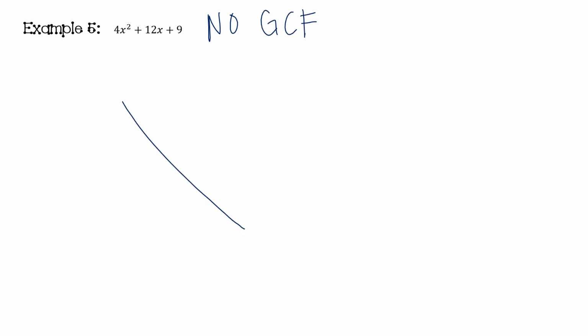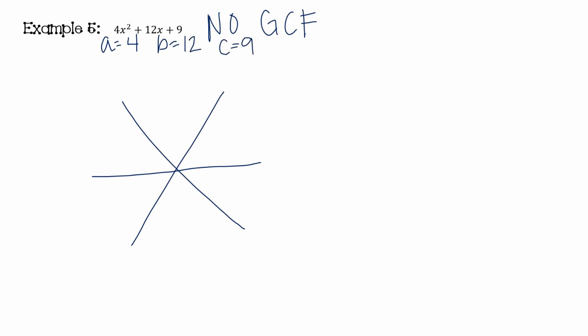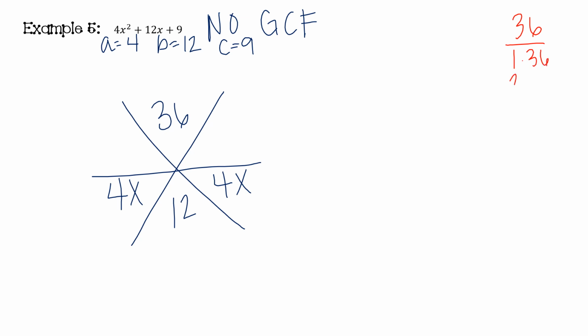And so that means that we can jump straight into the star. A is equal to 4, B is equal to 12, and C is equal to 9. 12 goes on the bottom, 4x, 4x, and 4 times 9 is 36. So now I'm going to list out all my factors of 36. 1 and 36, 2 and 18, 3 and 12, 4 and 9, and 6 and 6.